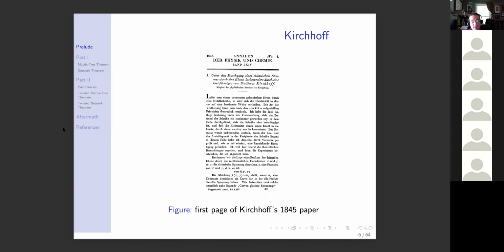going through. Durchgang means going through, which means the transmission of an electrical current through a plane, in particular through a kreisförmige, which I think means circular form, from studiosus Kirchhoff. Studiosus was an archaic term for student.